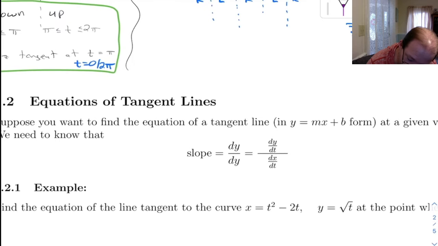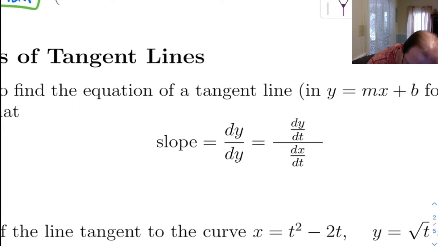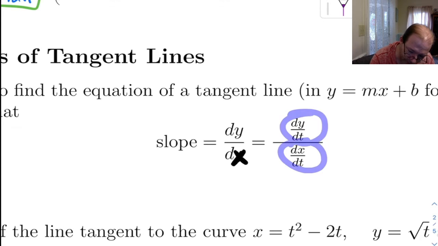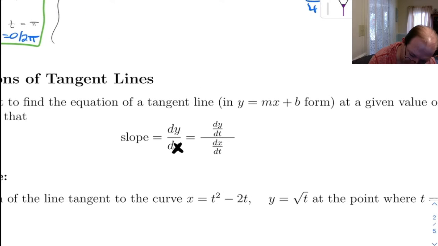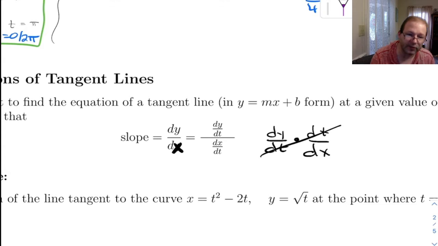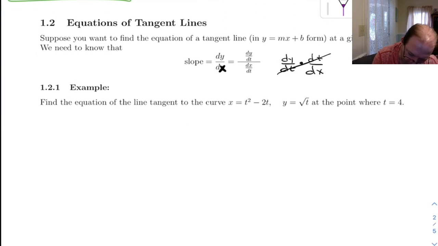The slope, like always, is dy dx. I've got a typo here, that should be an x. And the Leibniz notation lets you break that up into dy dt over dx dt. Now, you can think of this as being dy dt times the reciprocal of dx dt, which would be dt dx. And then the dt's cancel and give you dy dx. So let's use that to come up with the equation of the line tangent to this curve.